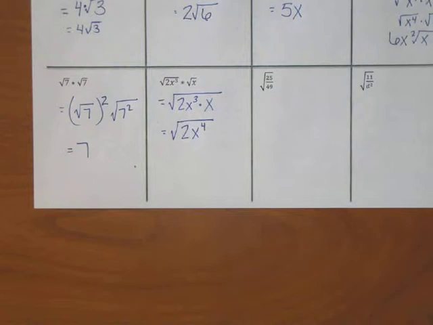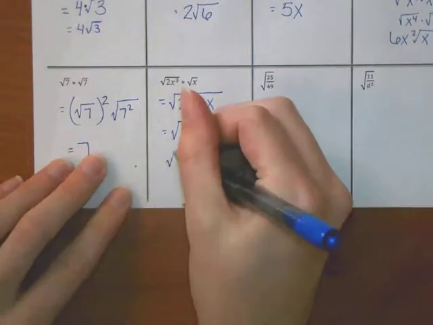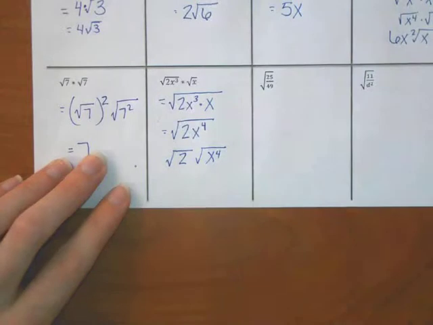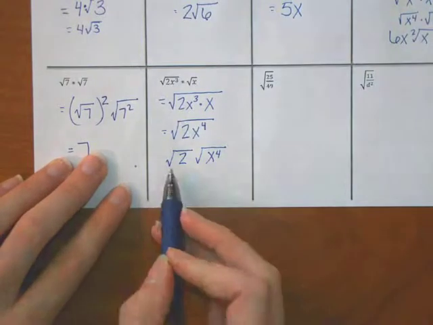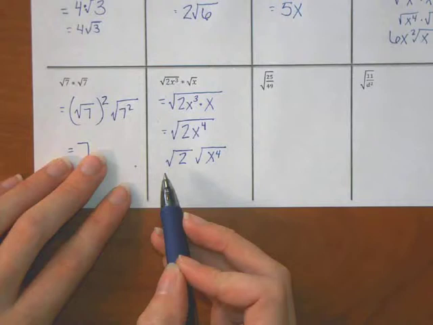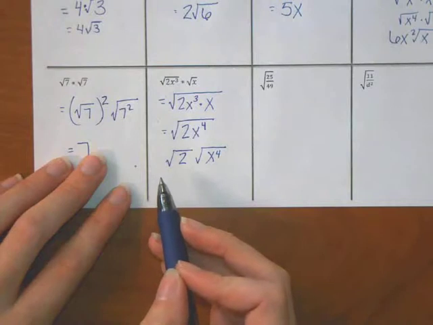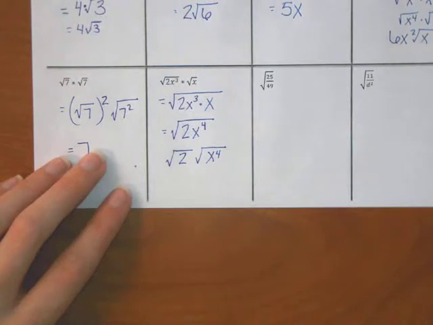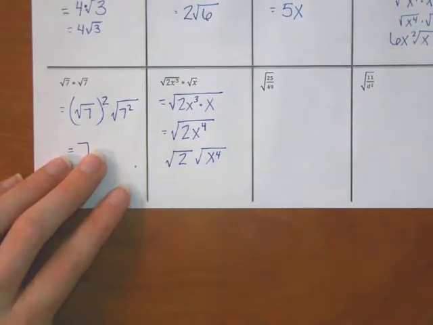Do I have any perfect squares in there? Yes, x to the fourth is a perfect square. So I want to break this into the square root of 2 and the square root of x to the fourth. Square root of 2, can I break that down? I'm going to leave it. There are no perfect squares that can go in there, and it's a never-ending decimal.